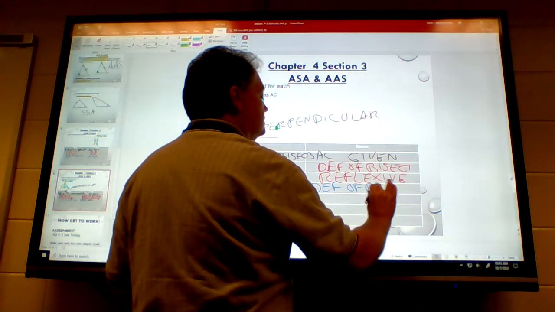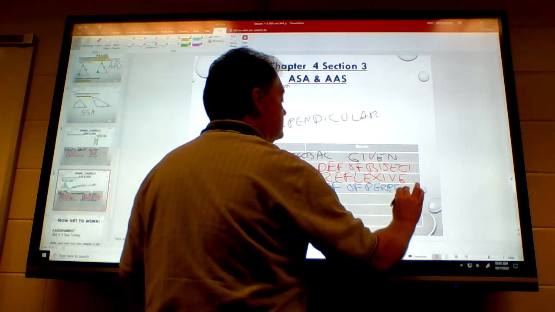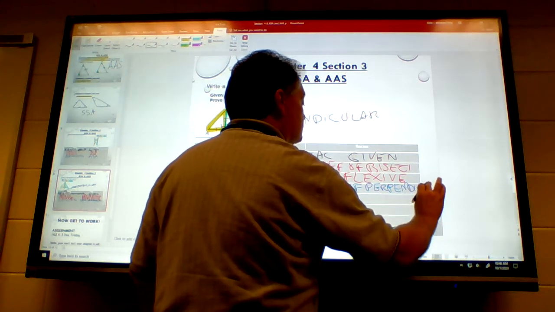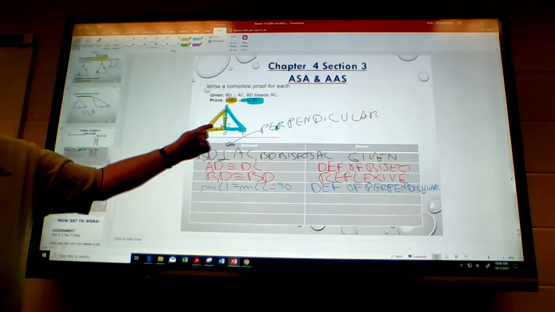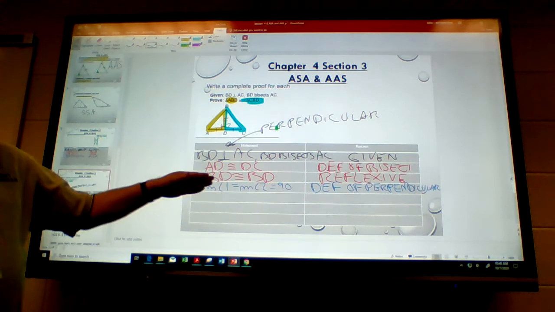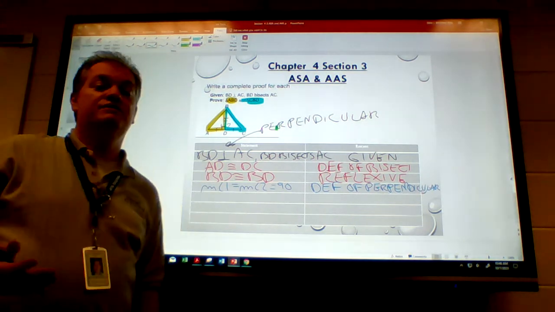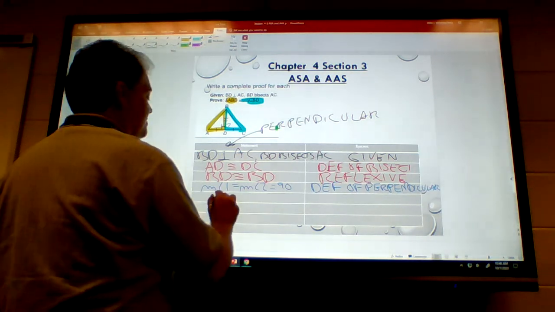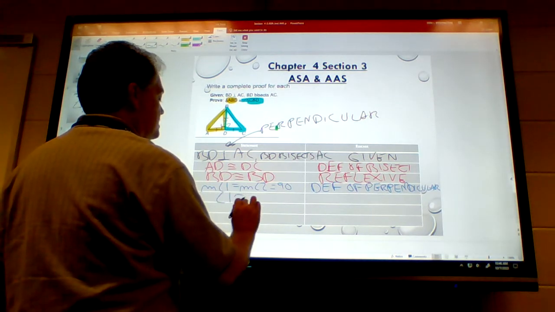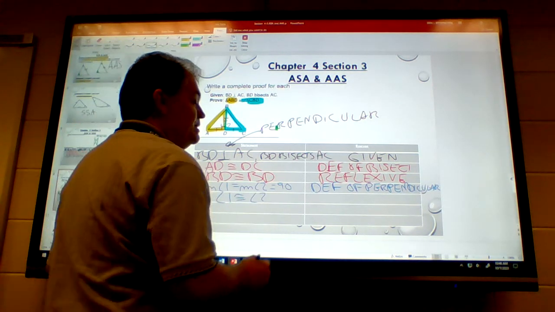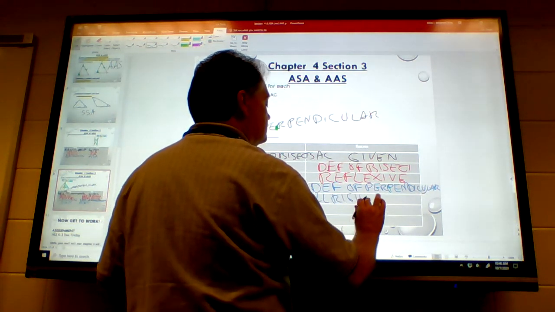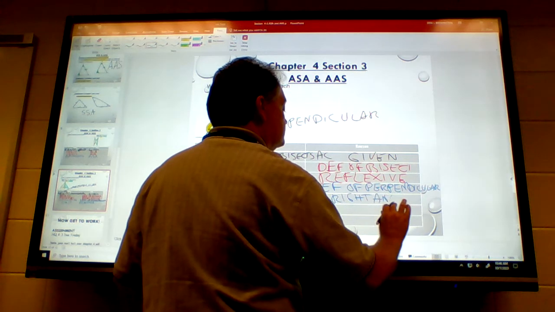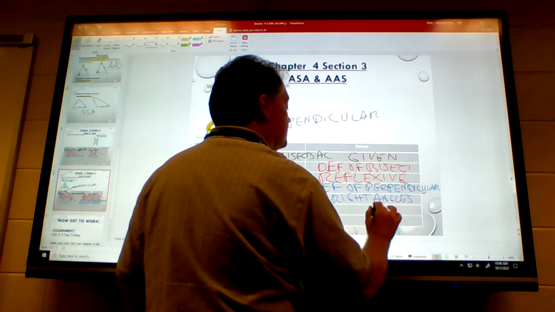Definition of perpendicular. It's a two-step process. You have to know this. If you know that they're perpendicular, you first state that their measures are 90 degrees. Then you can come back afterwards and say angle 1 is congruent to angle 2. And the reason is all right angles are congruent.